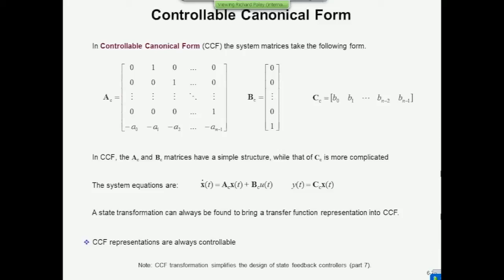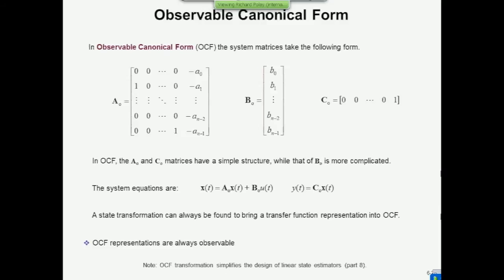This is because of the choice of states, the state choice being phases. The B matrix, input matrix, is 0 except the last one, and the C matrix, the output matrix, contains the coefficients of the numerator. When you see that, you know you're dealing with a controllable canonical form, and it's called that because this form is automatically controllable. And we're going to use this form this afternoon when we do design for state space systems. Now, there's a parallel form to this called the observable canonical form.